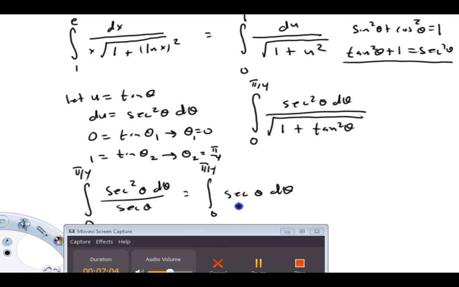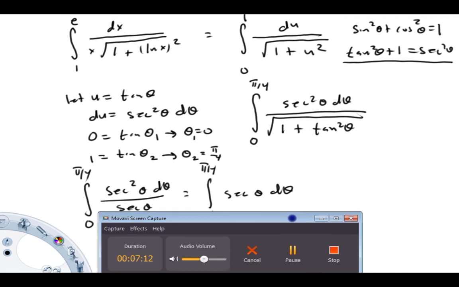Now we have something relatively simple. Does everybody have this? I'm going to get rid of a bunch of this and just start working on this integral now. Give me a second here.